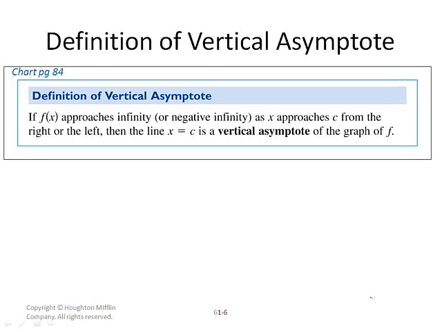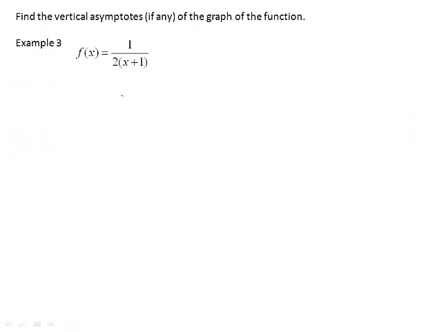All right. If f of x approaches infinity or negative infinity as x approaches c from the left or the right, then the line x equals c is a vertical asymptote of the graph of f. So basically, it's whatever's left in the denominator, but if you're approaching infinity from one direction or the other, you know that you've got an asymptote of some kind. Okay? All right, so go ahead and write that one down.